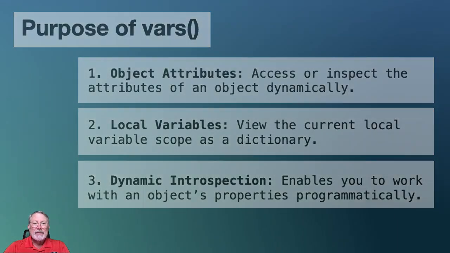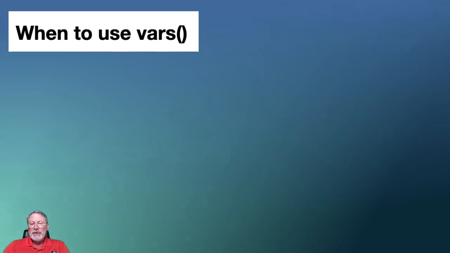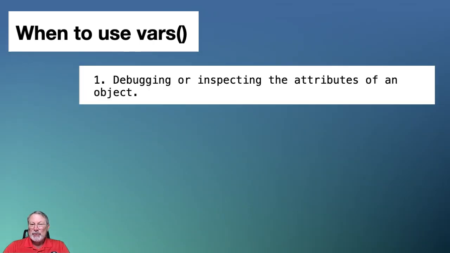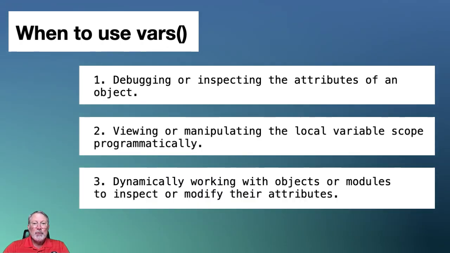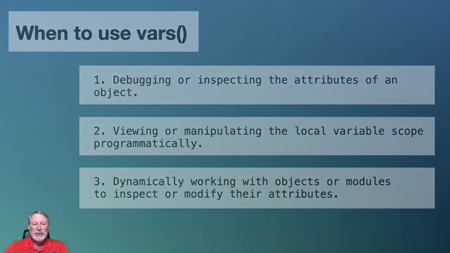You'd use vars when you're debugging or inspecting the attributes of an object, when you're viewing or manipulating the local variable scope programmatically, and when you're dynamically working with objects or modules to inspect or modify their attributes.